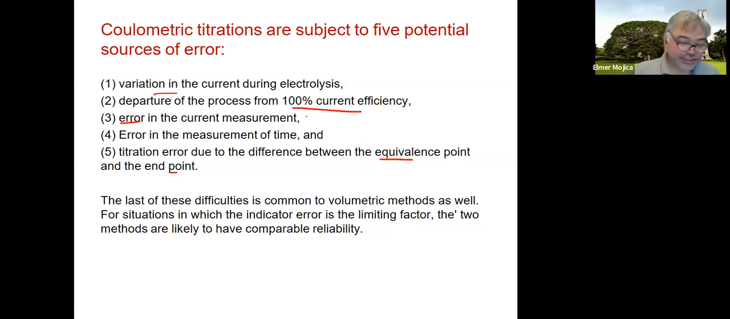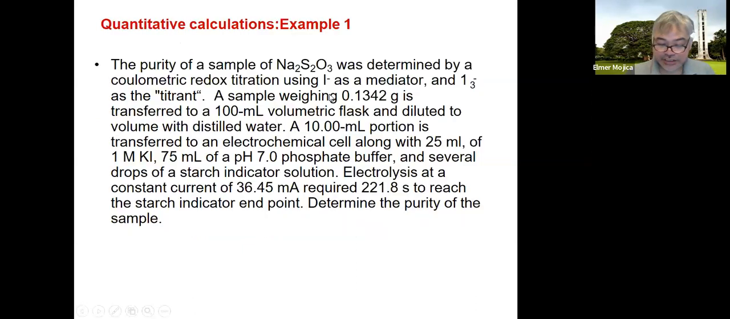Now, we can look at some quantitative calculation here. For instance, the purity of a sample of sodium thiosulfate, or is it persulfate, was determined by a colorimetric redox titration using iodide as a mediator and triiodide as the titrant.